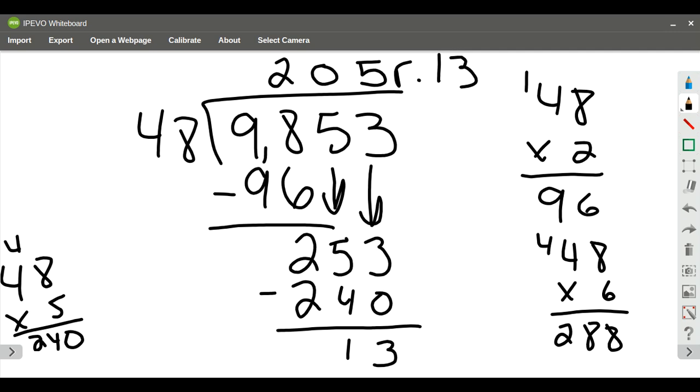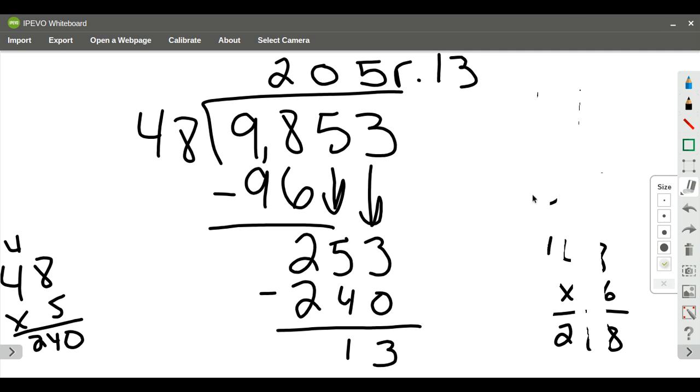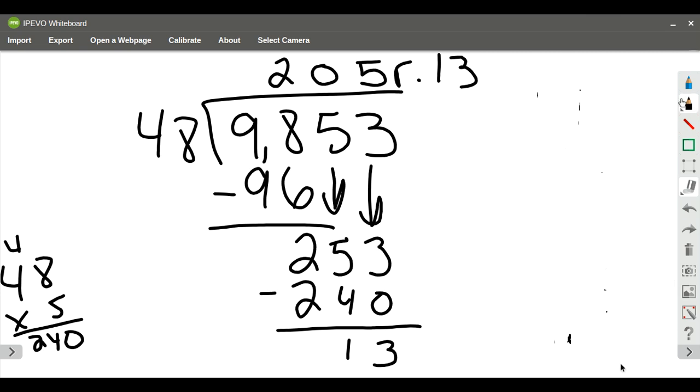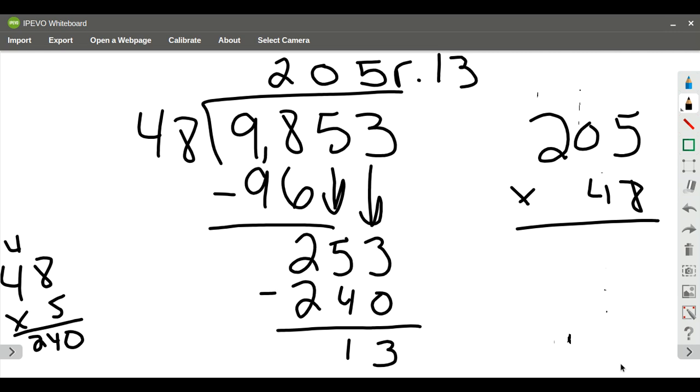So again, to check my answer, what I'm going to do is multiply and add that remainder in to make sure that my answer is going to be correct. So let me get that set up. So I'm going to do 205 multiplied by 48. 5 times 8 is going to be 40. I regroup the 4. 8 times 0 is going to be 0, plus 4 is 4. 8 times 2 is going to be 16. Put down my 0. 4 times 5 is going to be 20. Put down the 0. Regroup the 2. 4 times 0 is 0, plus 2 is 2. 4 times 2 is going to be 8.